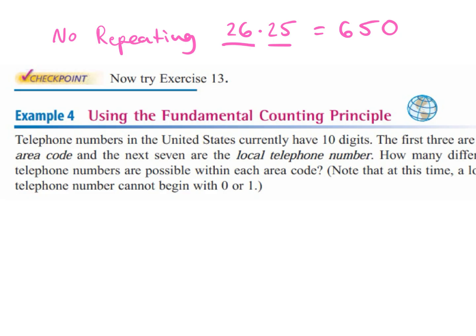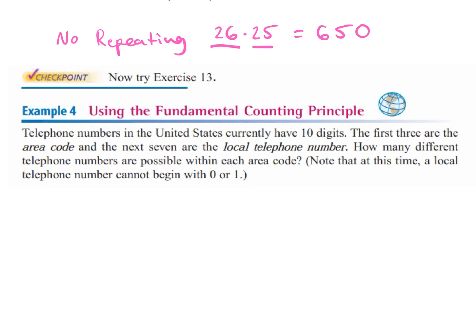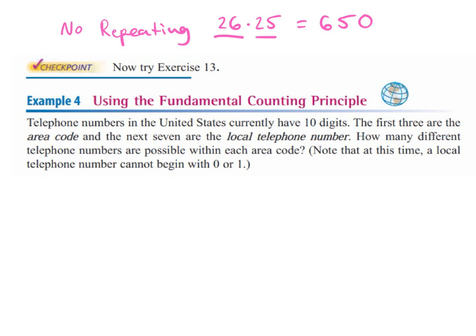Telephone numbers in the United States currently have 10 digits. The first 3 are the area code and the next 7 are the local telephone number. How many different telephone numbers are possible within each area code? Note that at this time, the local telephone number cannot begin with a 0 or 1. So let's start with the beginning. It says that our phone number has 10 digits: 1, 2, 3, 4, 5, 6, 7, 8, 9, 10. The first 3 are the area code.